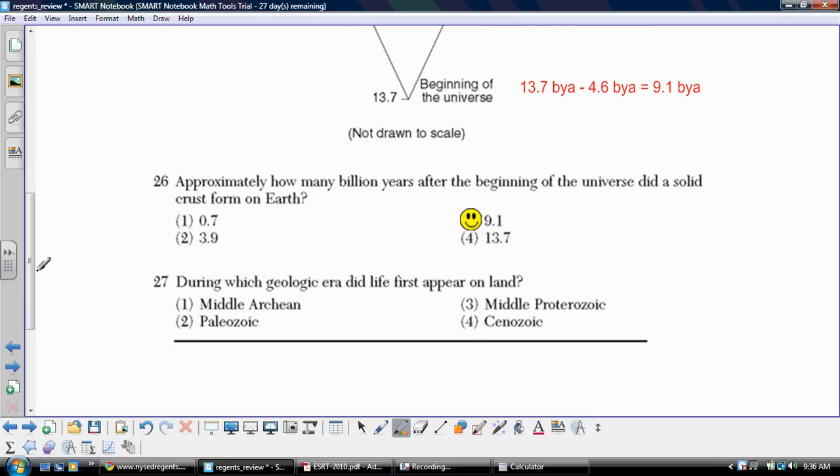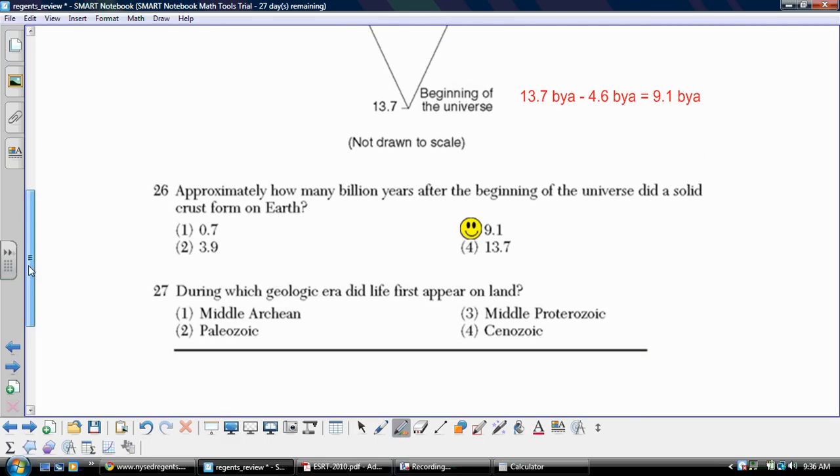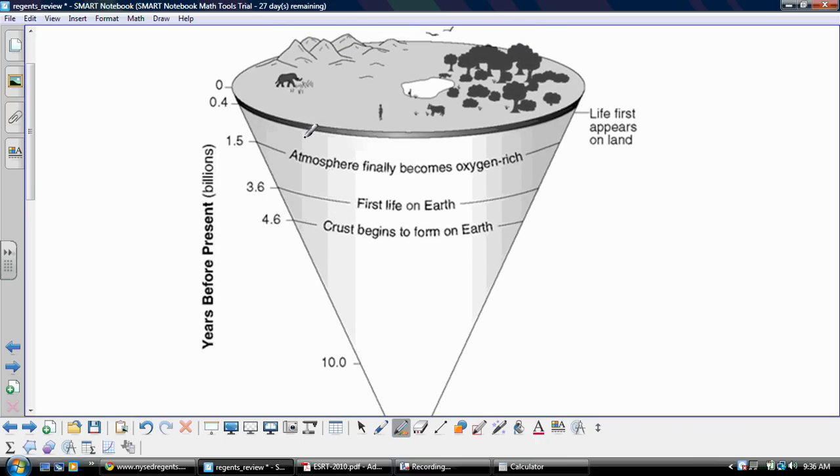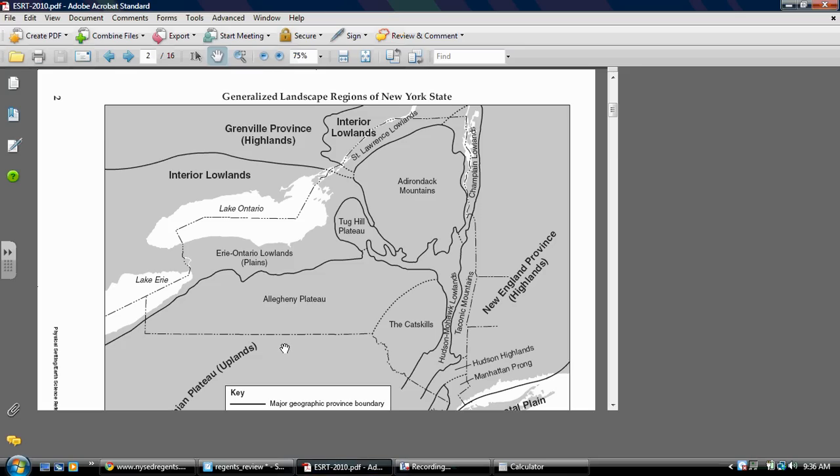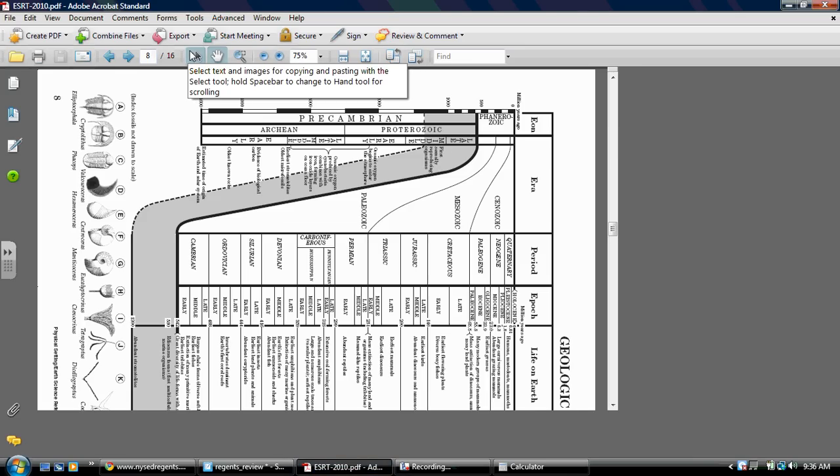During which geologic era did life first appear on land? All right, if you look over here, we see life first appears on land. Located there, we come across and we see that's basically 0.4, 0.5 billion years ago. So what we're looking for then is the reference table page. It's going to be page 8.